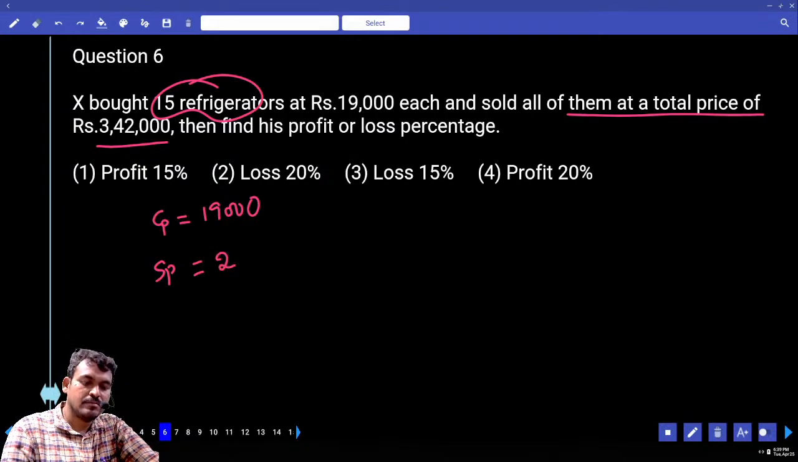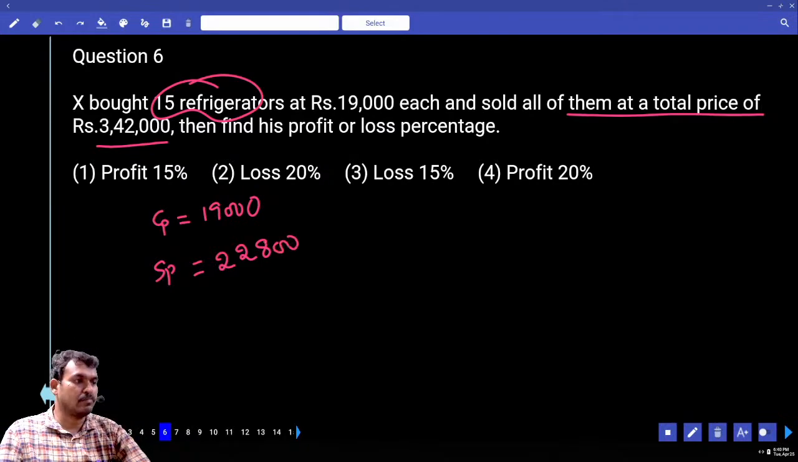42. Again 2 times. What is the remaining? 12. Means 120. How many times? 8 times. How many zeros? 2 zeros. Cost price 19,000. Selling price 22,800. 2 zeros cancel. Cost price 190. Selling price 228.